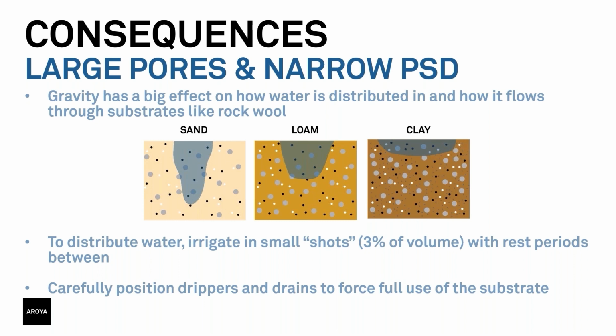Rock wool is a more extreme example even than sand. And so the tendency would be for the water to channel directly down to the bottom without spreading and filling the full volume of the rock wool. This can be mitigated by keeping the substrate from drying too much and keeping the water content low during the irrigation.